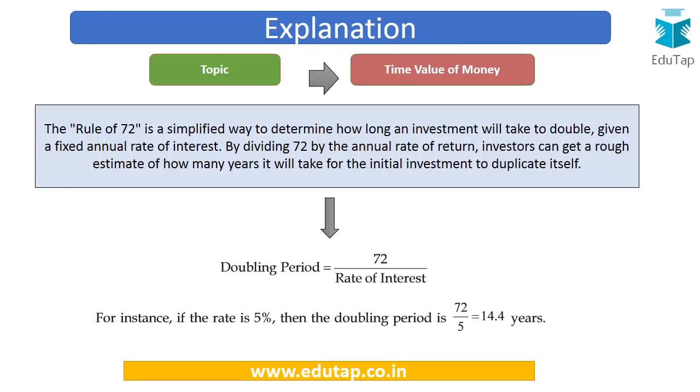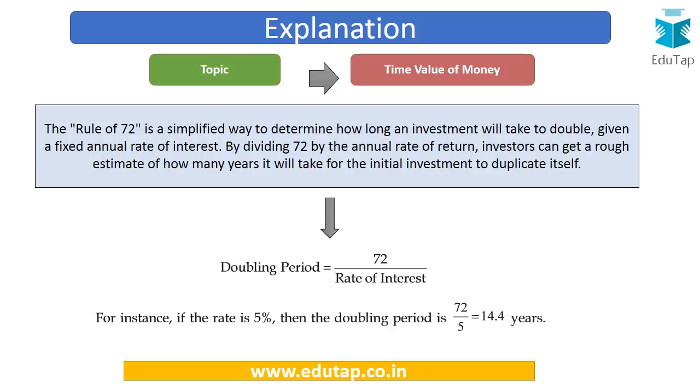So friends, if we learn about the rule of 72, this is a very simple way to determine how long it will take for an investment to double. So if you have to find out when our rupees 100 are going to become rupees 200, you can employ this particular rule to arrive at the number of years, the doubling period, provided you are given a fixed annual rate of interest. So if you have the annual rate of interest, you can find the period in which the investment is going to double. For finding this, you divide 72 by the annual rate of return and you get a rough estimate of how many years it is going to take for the initial investment to duplicate itself.